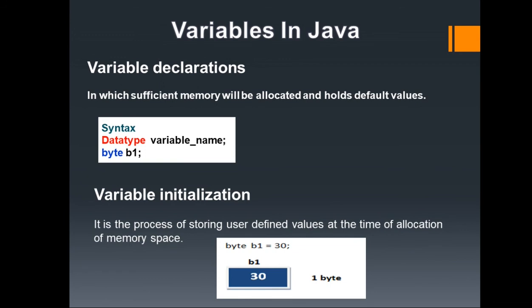How should we declare a variable in Java, in which sufficient memory will be allocated and hold a default value. Syntax is data type and variable name. That is the example. Variable initialization is the process of storing user-defined values at the time of allocation of memory space. Here is the example that is shown in the diagram.